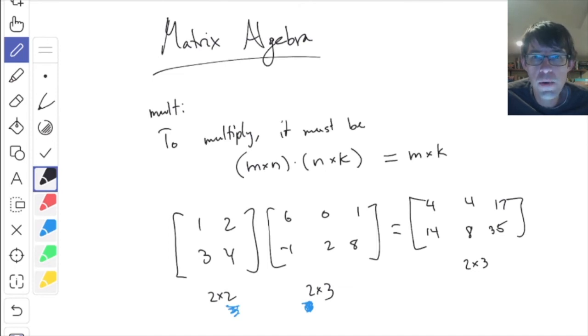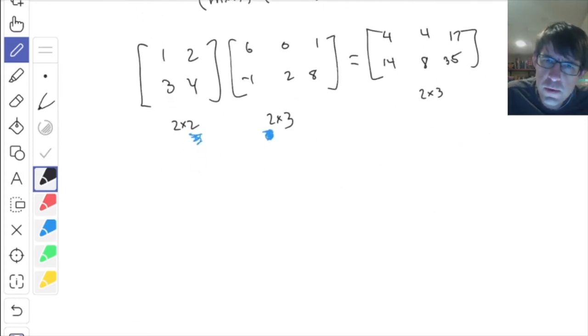If you change the order around in a matrix multiplication, like A times B is not necessarily the same as B times A. Sometimes it doesn't even work at all. Like the sizes might not even match up. But even if the sizes do match up, it is not a commutative operation. All right.